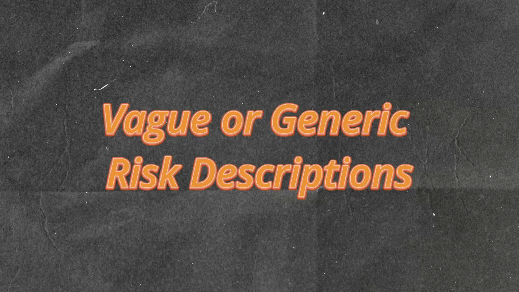Mistake number 2 is vague or generic risk descriptions, saying things like vendor issues, budget overruns. Look, if your risk descriptions sound like a fortune cookie, you're not ready. You need to be specific. Who's the vendor? What's the budget line? What's the trigger that you're looking for? Because vague risk descriptions lead to vague risk responses. And vague risk responses lead to real world risk problems.